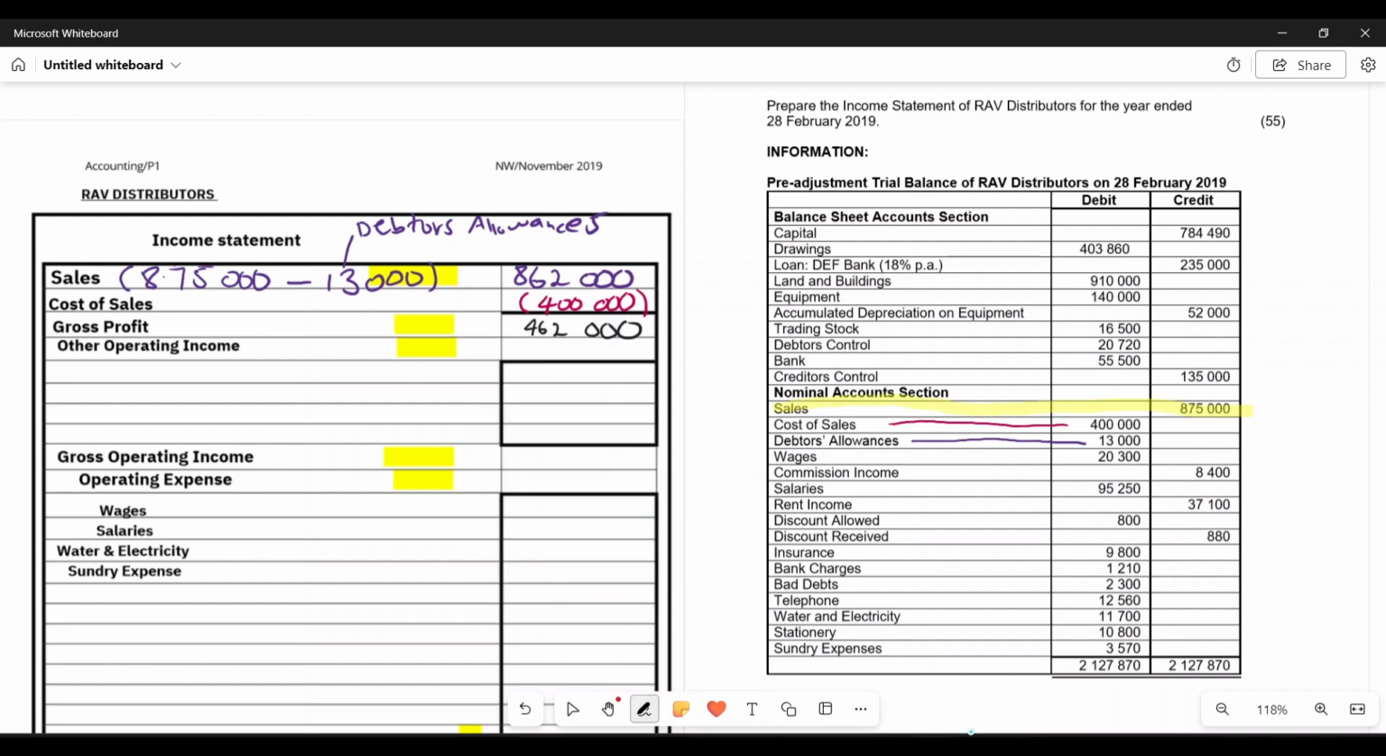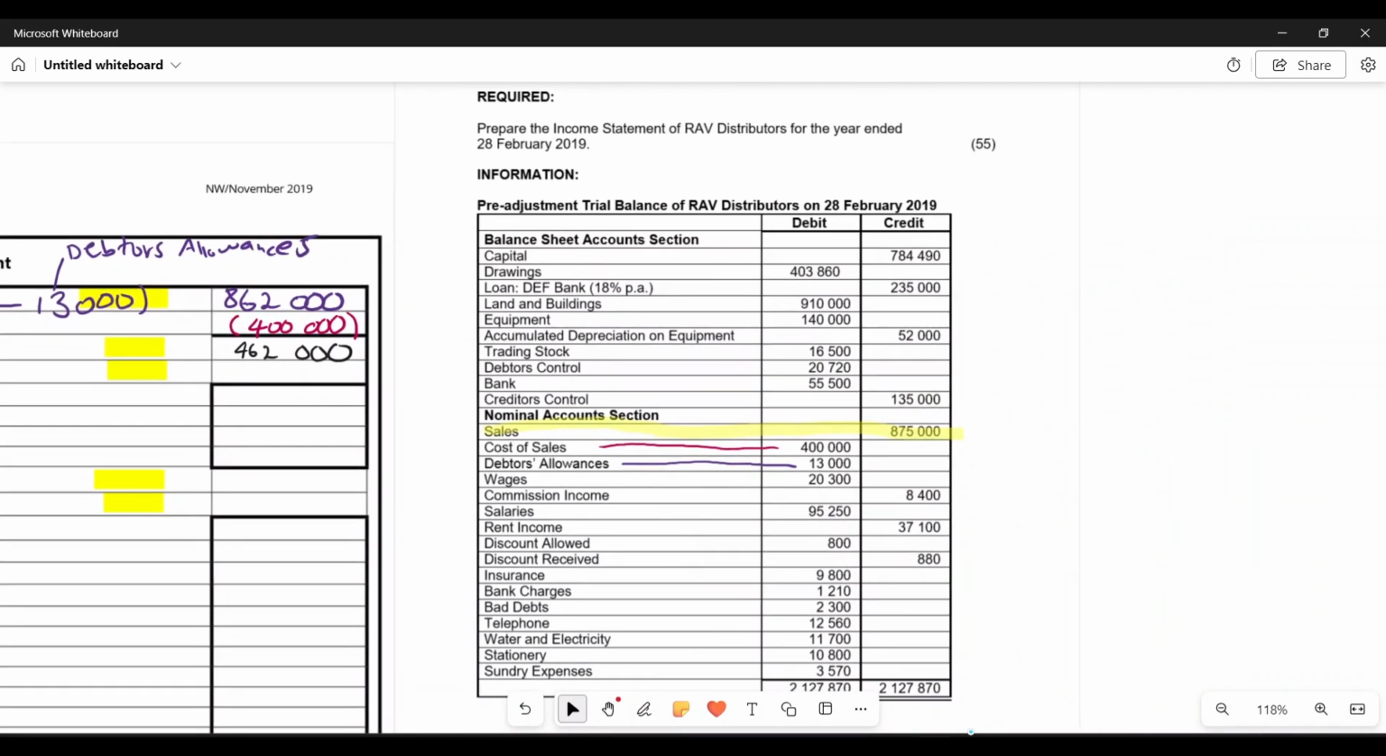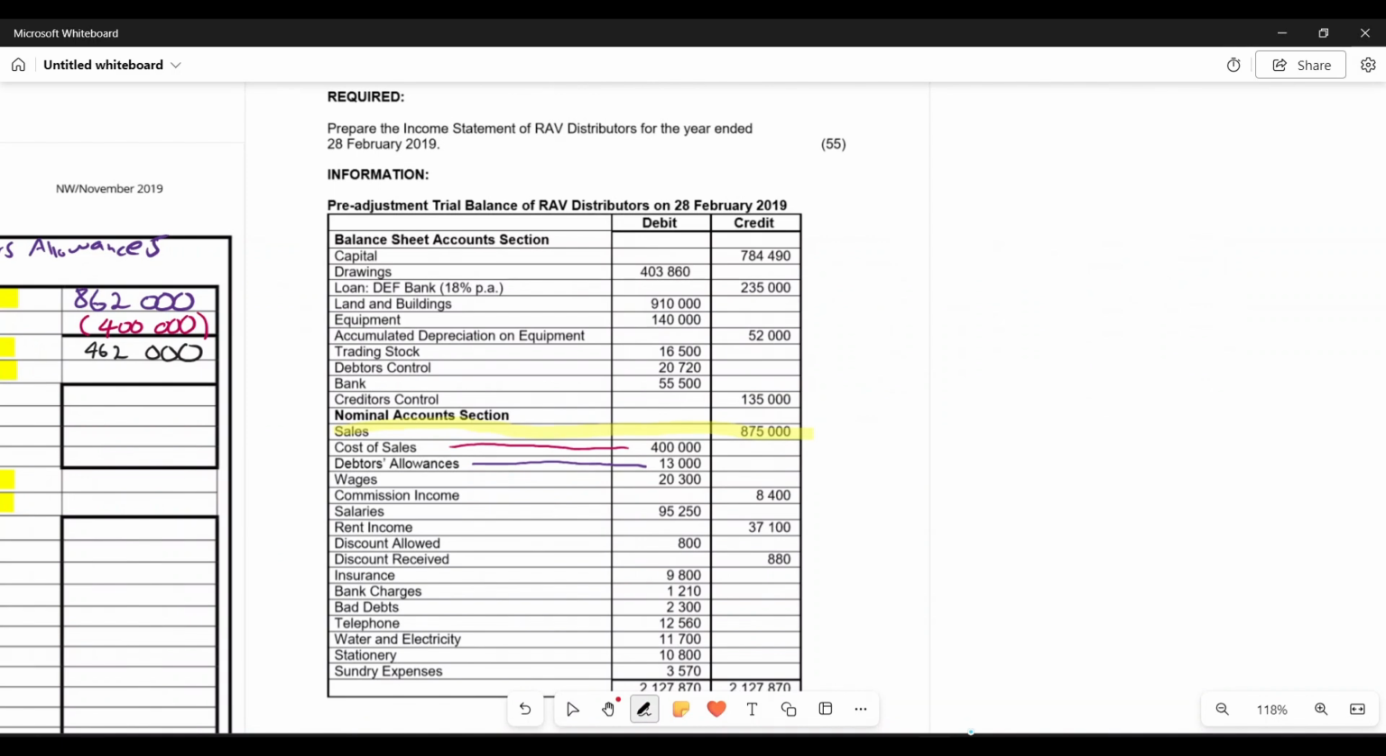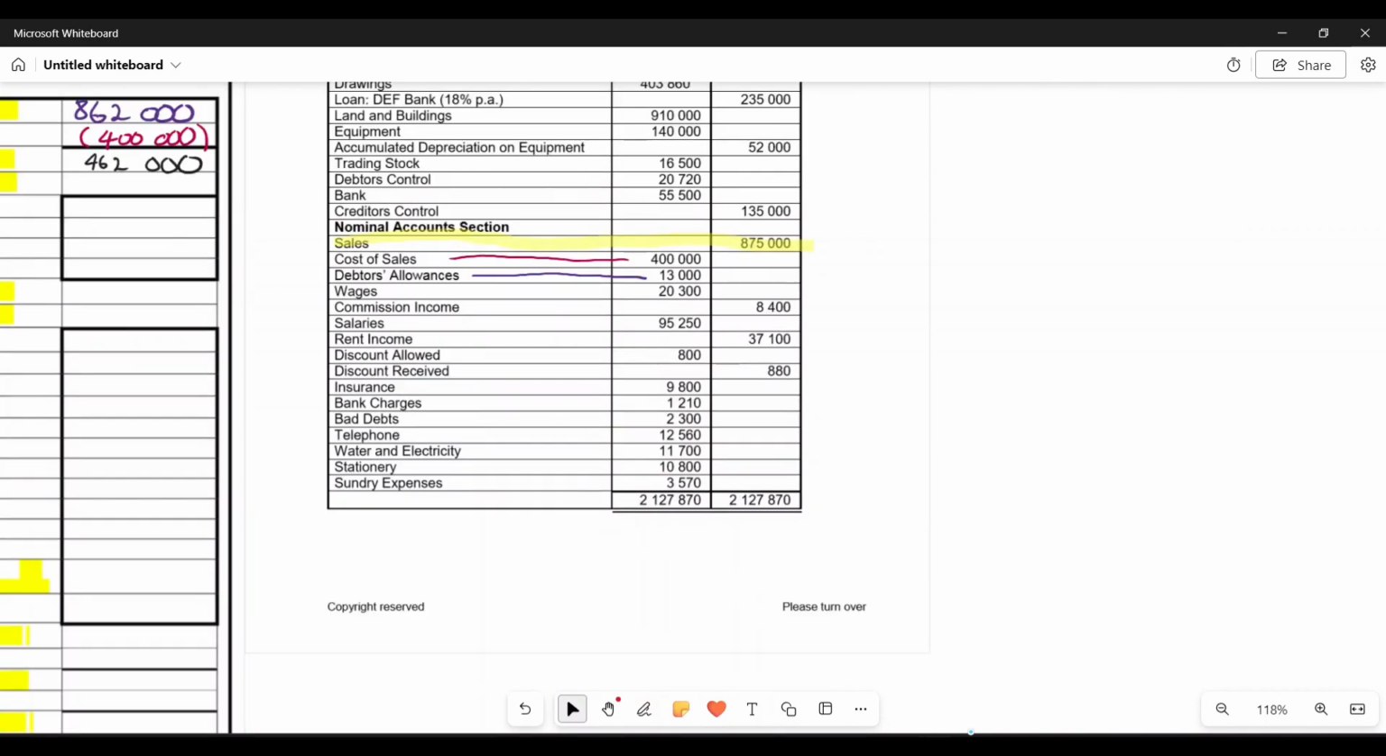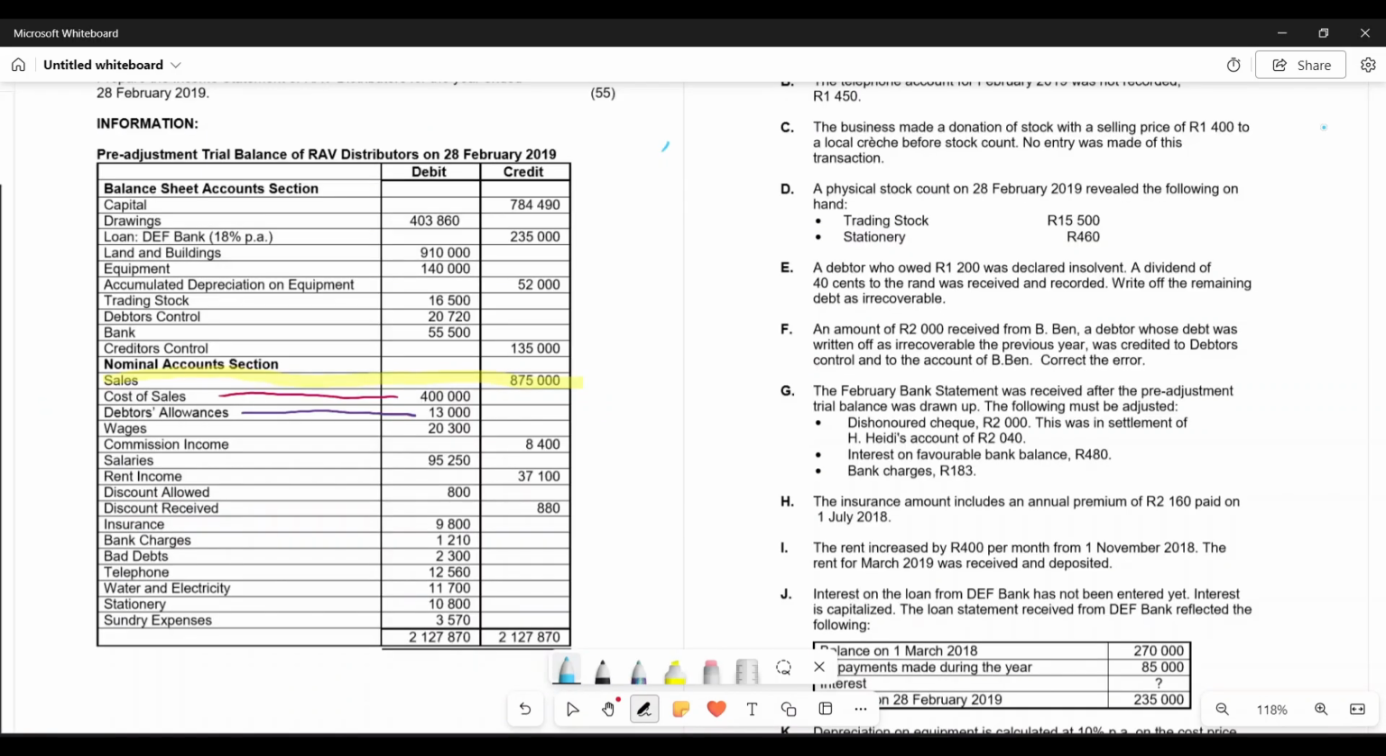Now, when it comes to your other operating income, before you can start with the incomes that you are given, first you need to recognize these two. They are there. So first you're going to start with your trading stock, right? First you're going to check for your trading stock and then your provision for bad debt. This is if they are there.